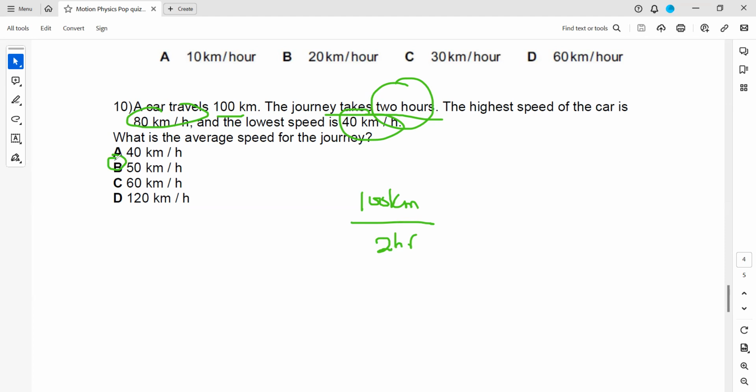Even though the highest and the lowest speed were given, we don't have to take an average from those. Why? Because it's not mentioned for how long it traveled with a speed of 40 and how long it traveled with a speed of 80. That's why you cannot take an average by adding them and dividing by 2.